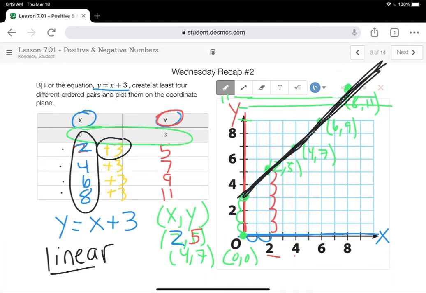As long as you were able to, again, find different points, you could have different numbers other than 2, 4, 6, 8. If you wanted, you could have 1, 2, 3, 4, 5. You can have any different mixture of numbers as long as they are obviously on our x-axis so that you can graph them.